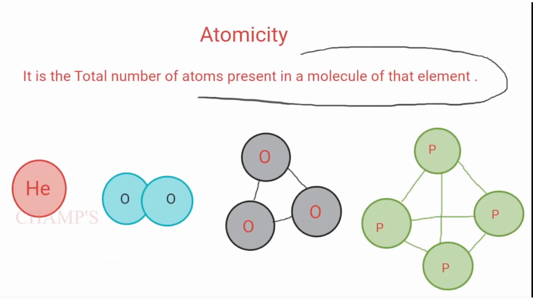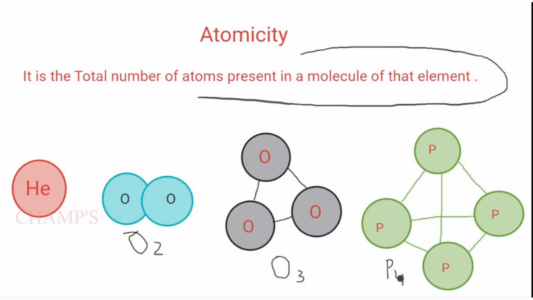Now if we talk about the element helium, helium is always found independently in nature, so the smallest particle of helium is an atom of helium. But that is not the case with oxygen. Oxygen atoms cannot stay independently in nature, so they are always found in a group of two. That is the reason the atomicity of oxygen is 2. For ozone, the atomicity is 3 because the atoms of ozone are always in a group of 3. Again, phosphorus atoms are found in a group of 4. That is the reason its atomicity is 4.